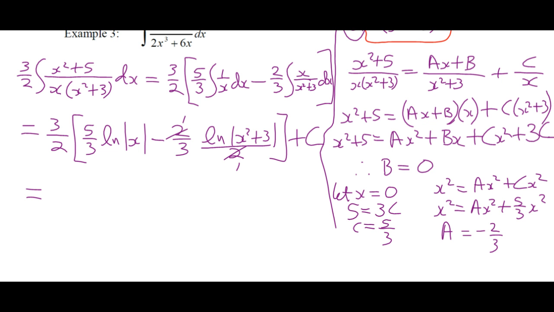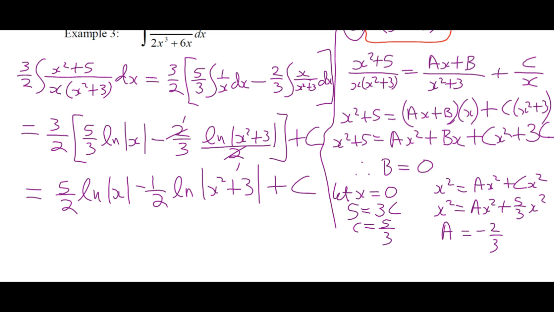Okay, so this 2 takes care of this 2. And what do we got? So 3/2 times 5/3 is going to be 5/2. Well, wait a sec, what are we going to have? Oh, you know what? Maybe. All right, let's do this. So we got 5/2. These guys are gone. Ln absolute value of x. The 3 is going to be gone, so we're going to get a 1/2 minus 1/2 ln of x squared plus 3 plus c.